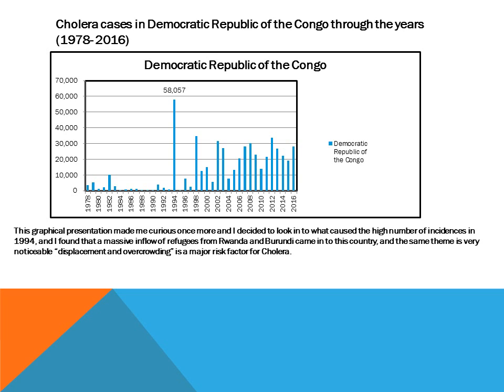I wanted to know which year, if any, was an outlier. This graphical representation made me curious once more, because 1994 seems to have a lot more cases than any other year. And what I found out was that there was a massive inflow of refugees from Rwanda and Burundi that came to this country. So the same theme is noticeable. Displacement and overcrowding is a major risk factor for cholera.